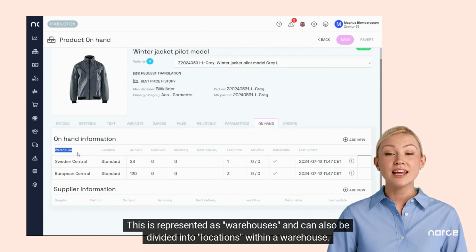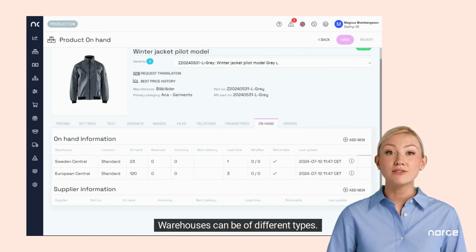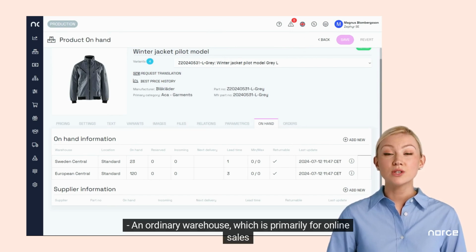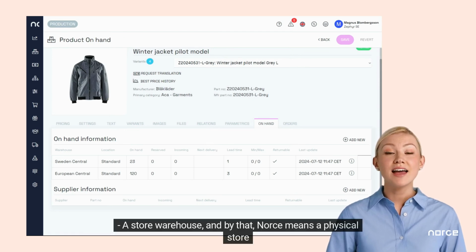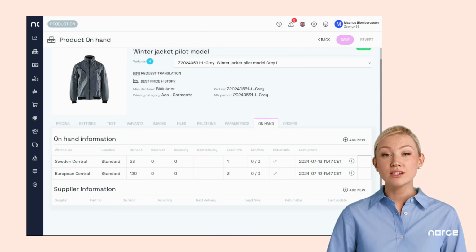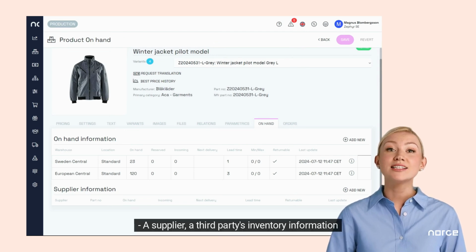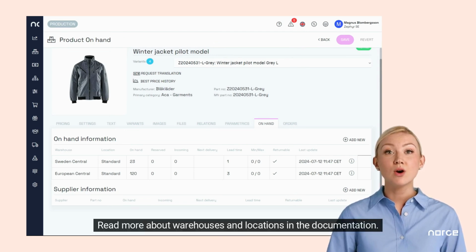This is represented as warehouses and can also be divided into locations within a warehouse. Warehouses can be of different types. The three most common are an ordinary warehouse, which is primarily for online sales, a store warehouse, and by that, Norce means a physical store, a supplier, a third party's inventory information. Read more about warehouses and locations in the documentation.